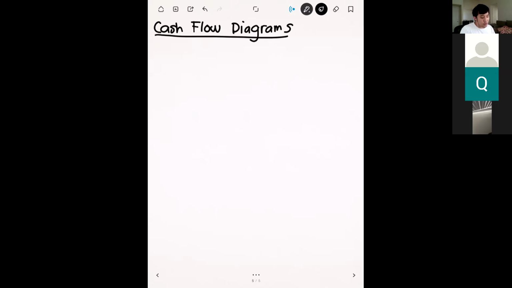The idea with cash flow diagrams is that when you're managing a really complex engineering project, the amount of costs and benefits coming in is going to get really complicated really quickly. Unless you have a system in which you can organize all these things, you're going to get lost in the numbers right away. So a cash flow diagram gives you a visual representation of all the costs and benefits that your engineering project is expected to pull in over a certain period of time.